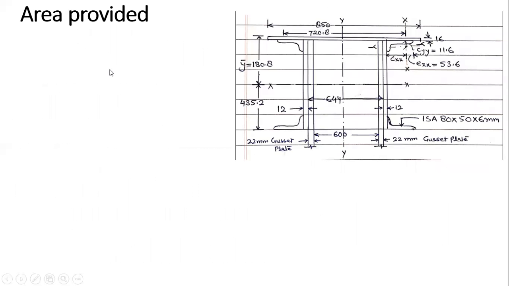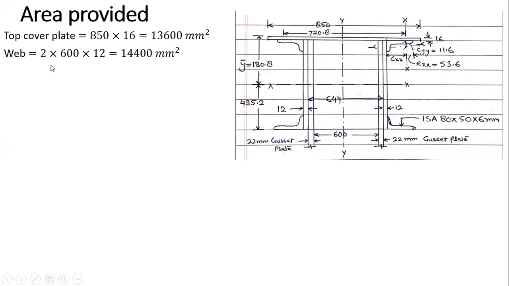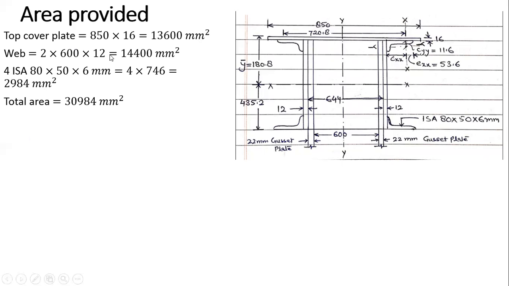Now come to the area provided. How much area is provided here? So top plate is how much? 850 is this length and thickness is 16. So this is my area for the top plate. Two web plates. This is my one web plate here, one web plate here. This is how much? 2 into 600 into 12. This thickness is 12 and the depth here is 600. Okay, so this is my area. Then 4 angles, 1, 2, 3, 4. Okay, 4 ISA 80, 50, 60. So this is the area of one angle. So 4 angles is this much area. Okay. So total area comes out to be this much.